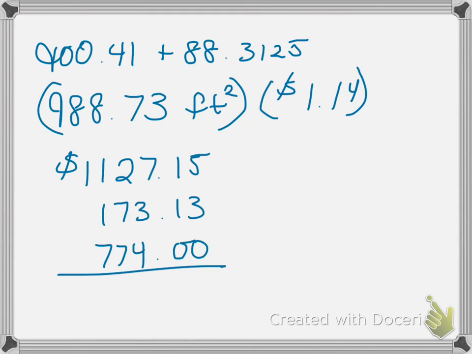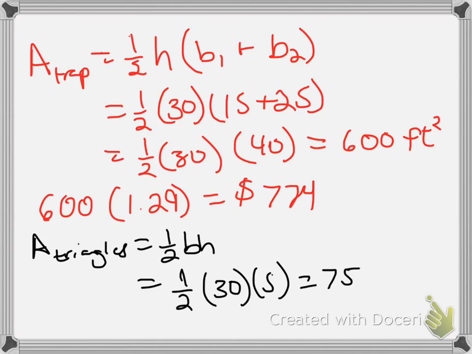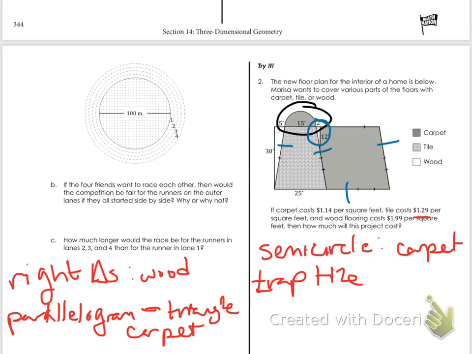So we're going to add these three amounts together. This is absolutely a calculator problem. No one in their right mind would expect you to do this by hand. You're going to get $2,074.28. So our answer is $2,074.28.